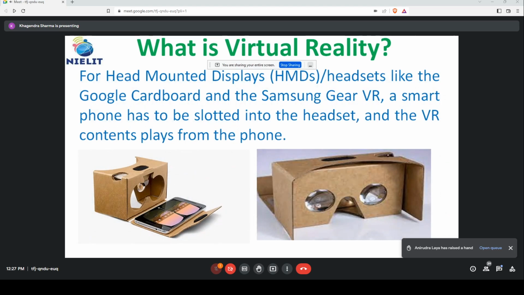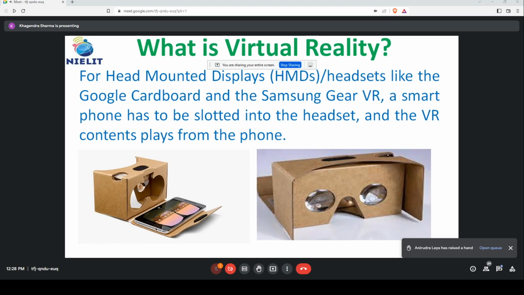Talking about the HMDs or the headsets, for the simple headsets like the Google Cardboard and the Samsung Gear VR, we can experience it using our own phone also. We do not require a sophisticated device. Our own phone is sufficient to experience VR, but you need to insert it inside a Google Cardboard. Google Cardboard is not a very costly thing. Within 1,000 rupees, you will be able to get a good one.